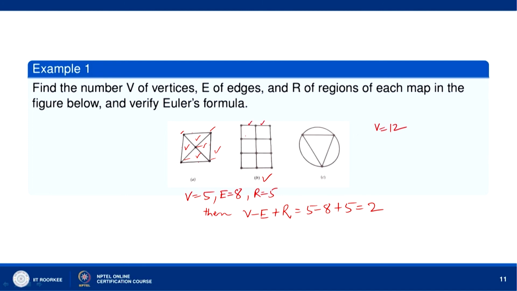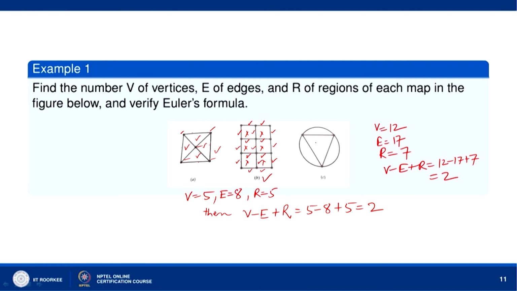1, 2, 3, 4, 5, 6, 7, 8, 9, 10, 11, 12, 13, 14, 15, 16, 17. So, edges are 17. And then how many regions are there? 1, 2, 3, 4, 5, 6 and one region outside. So, 7. So, what do we have here? V minus E plus R equals 12 minus 17 plus 7. So, that is equal to 2.